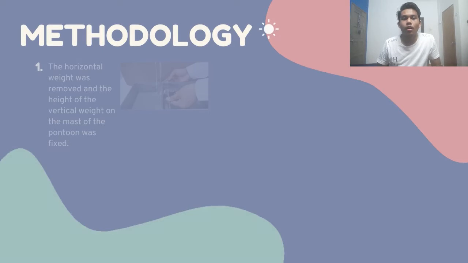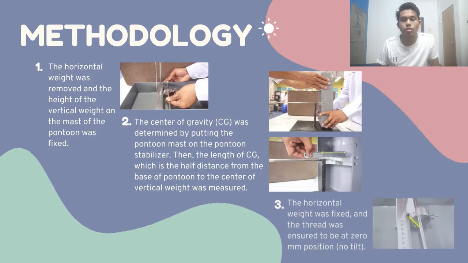Okay, so my name is Ahmad Zikrin. I will explain to you the methodology of this lab experiment. So for the first step, the horizontal weight was removed and the height of the vertical weight on the mast of the pontoon was fixed.